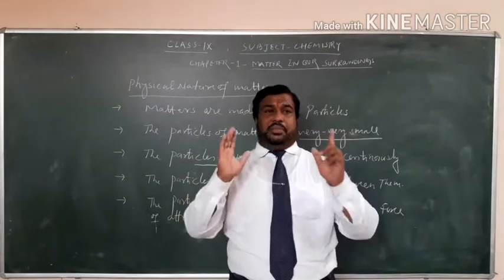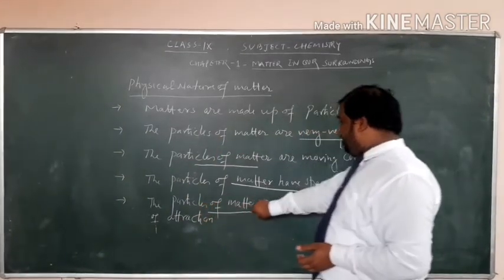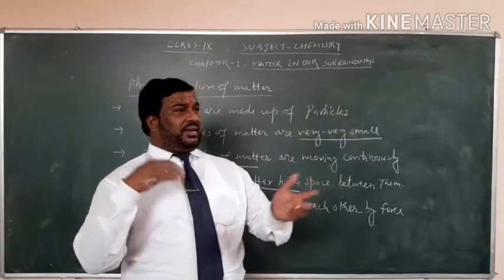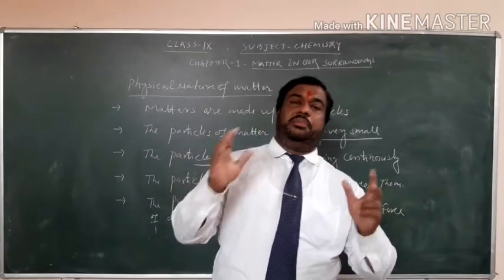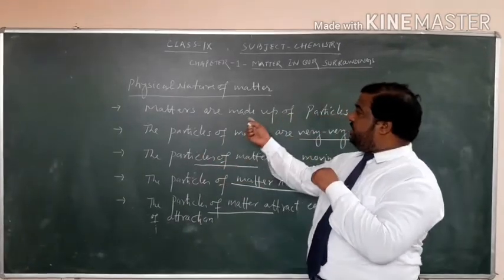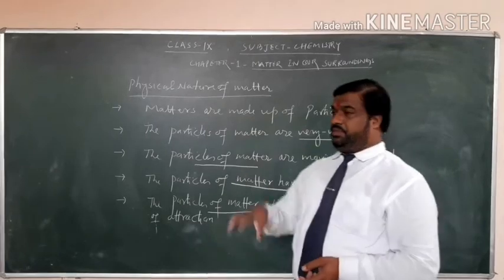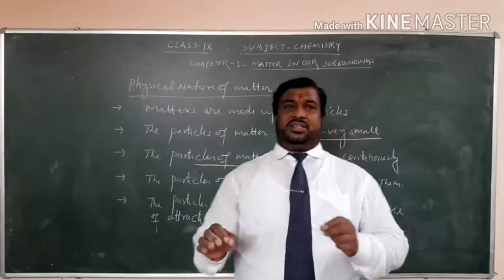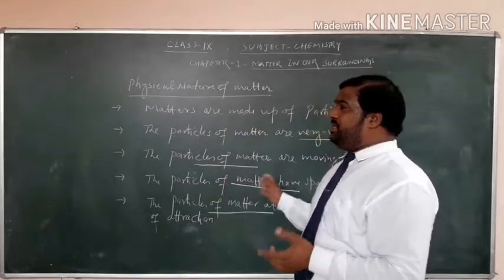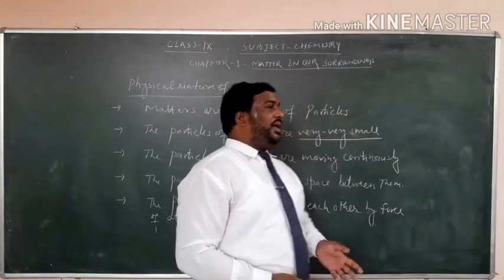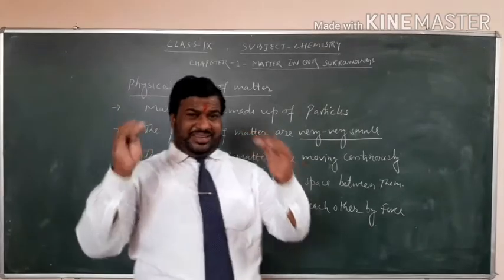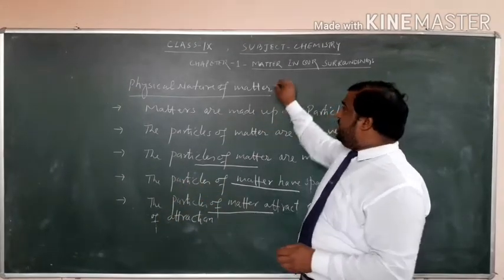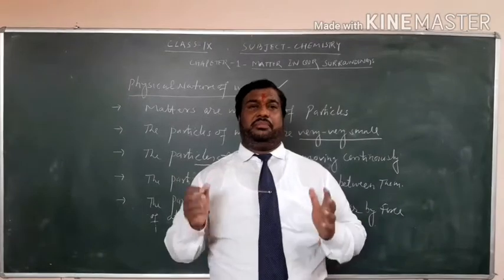Now this space is maintained by the fifth factor: particles of matter attract each other. Meaning some kind of attractive force binds the particles. So, to summarize: matter is made up of particles. Particles are very small in size. Particles move continuously. Particles have enough space, and particles have an attractive force to bind each other. This is the physical nature of matter.